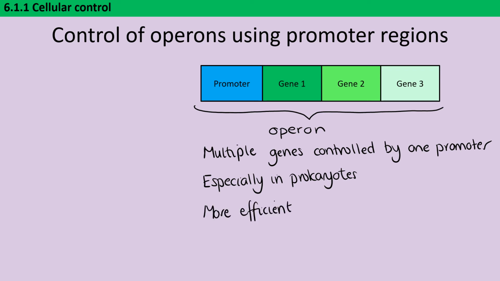The reason for doing this is simply that it's more efficient. If you have a series of enzymes which are all needed to metabolize a particular food source, and the only time that you're going to need one of those enzymes, you're also going to need the rest of them, then it just makes more sense to have one promoter to interact with so that you can turn all of those genes on or off at the same time.